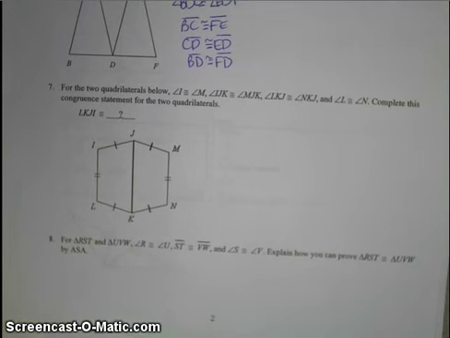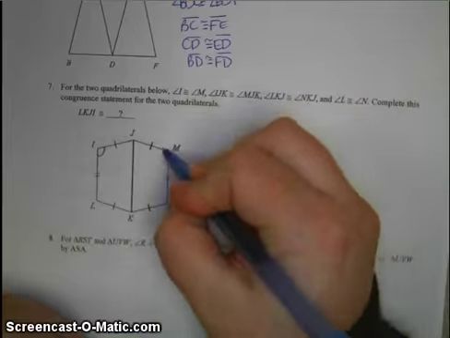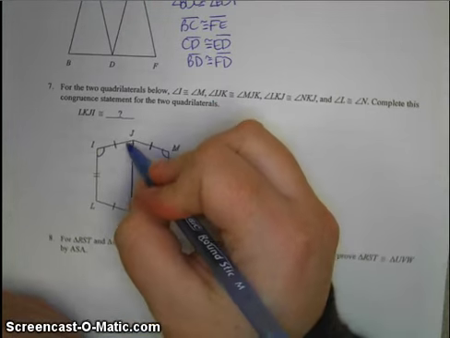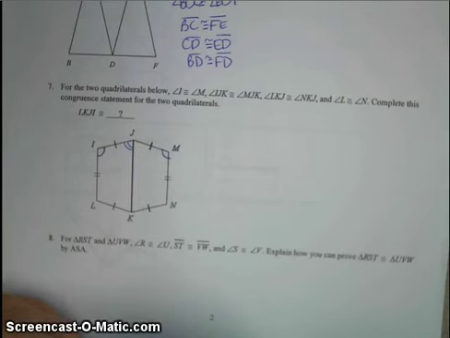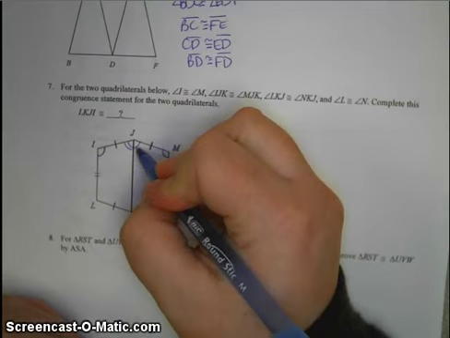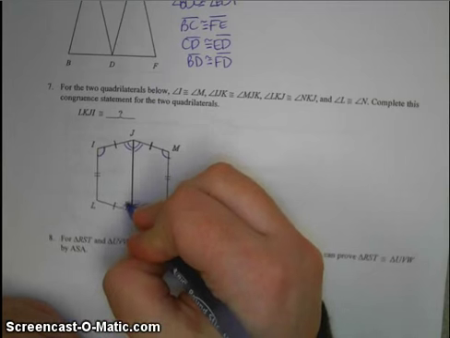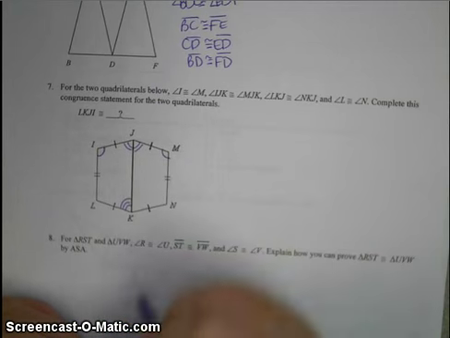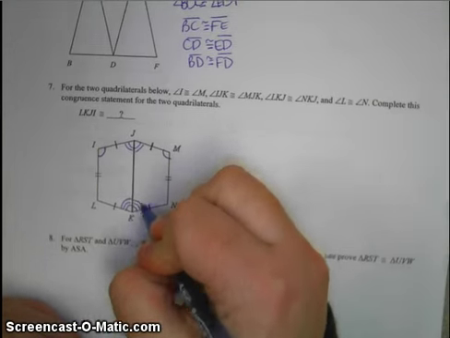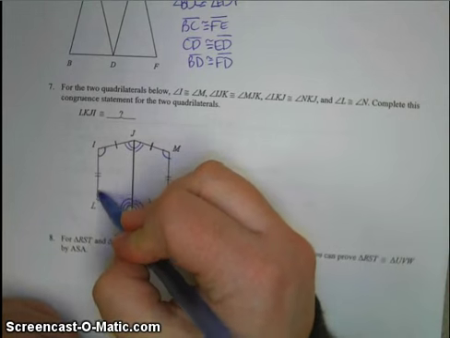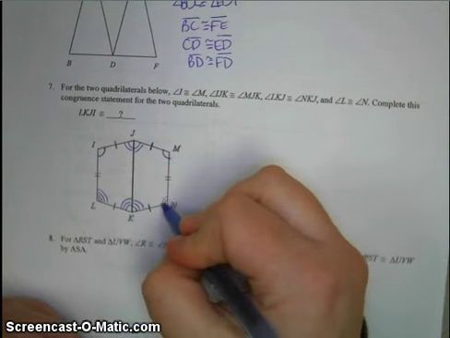For the two quadrilaterals below, angle I is congruent to angle M. Angle IJK is congruent to MJK. So that's that one. Angle LKJ is congruent to NKJ. And angle L, 1, 2, 3, 4, is congruent to angle N.